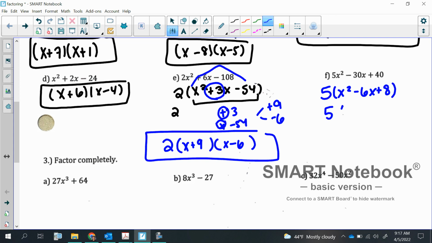And then you can factor the inside, x minus 4, x minus 2. But you need to put the 5 out in front because it changes the equation, okay?